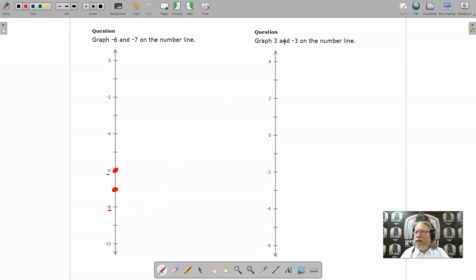On the next one, again, we have two opposites. 3 and -3 are opposites of each other. Therefore, they are the same distance from 0. So if we go up 1, 2, 3, we'll find +3 here. And if we go down 1, 2, 3, we'll find -3 here. And that does seem right because -3 would sit halfway between -2 and -4.